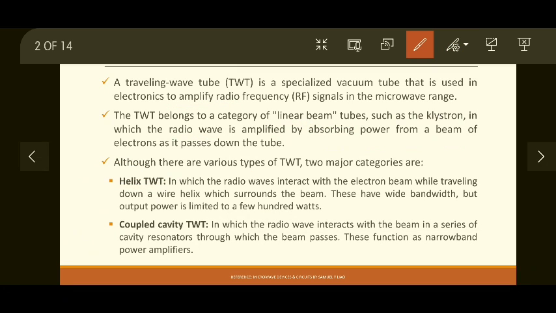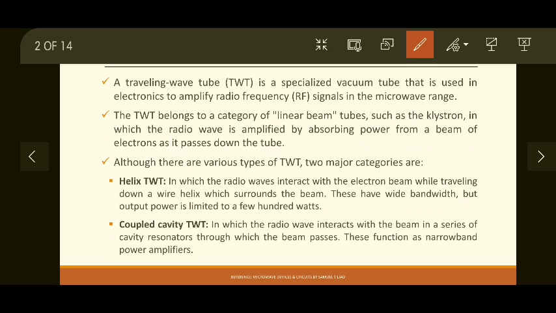So what is helix TWT? In helix TWT, radio waves interact with the electron beam just like klystrons had an electron beam and microwave input interacting with it. But in this one, our input, that is microwave input, will interact while traveling down the helix wire. So when the electron beam is traveling along the tube, a microwave input will travel along the helix wire. We will see the structure. Helix wire is a structure of a coil that we will see later on.